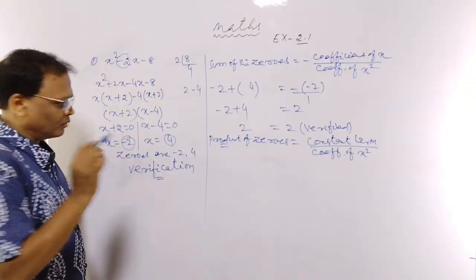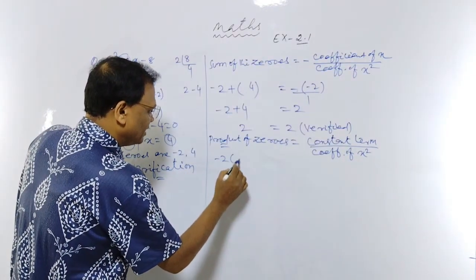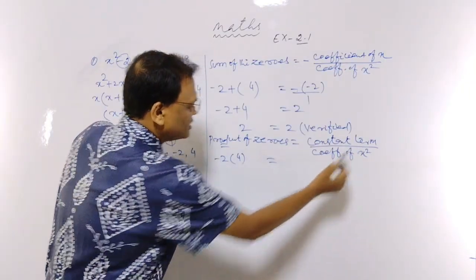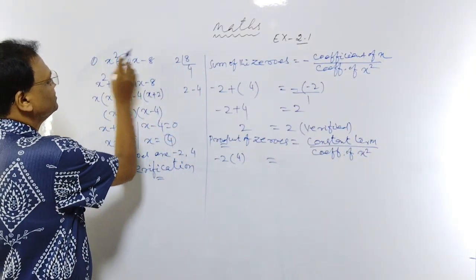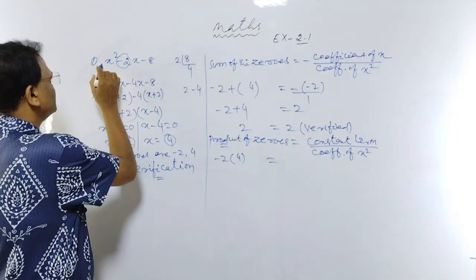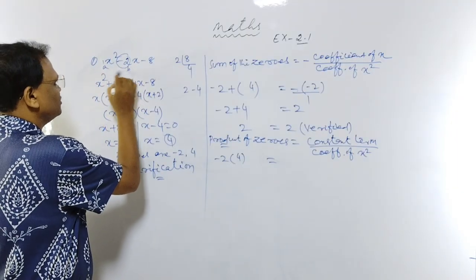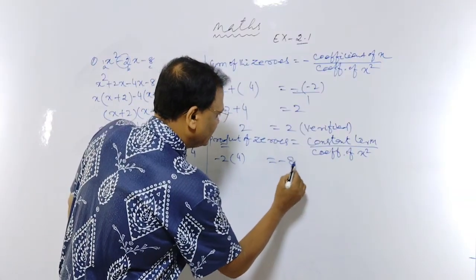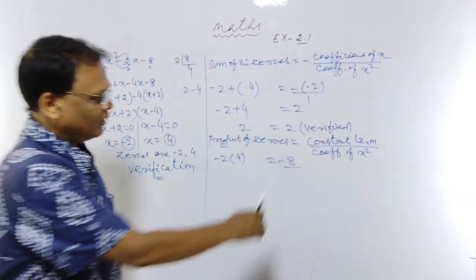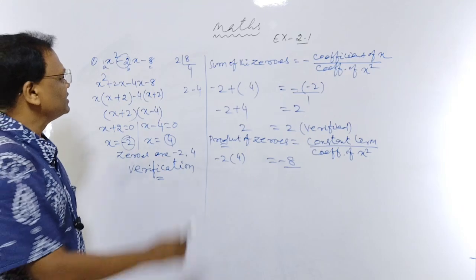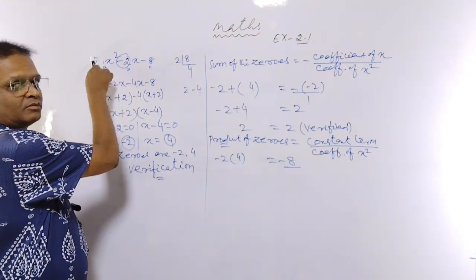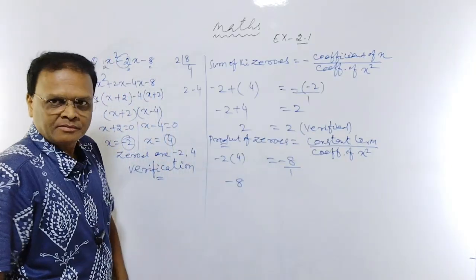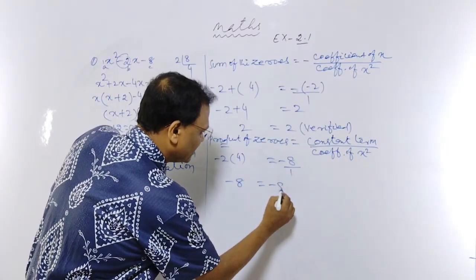Minus 2 and 4. So right here, minus 2 into 4. I will multiply, because the product of zeros is equal to the constant term. Which is my constant term? Look at here, this is my constant term. Here, let's say this is A, this is B and this is C. So I can write minus 8 divided by the coefficient of x square. What is the coefficient of x square? X square coefficient is 1 only. So this gives me minus 2 into 4, the minus 8, is equal to minus 8.